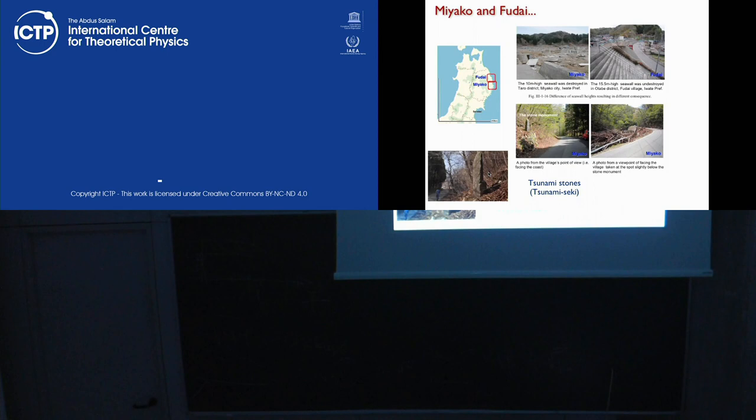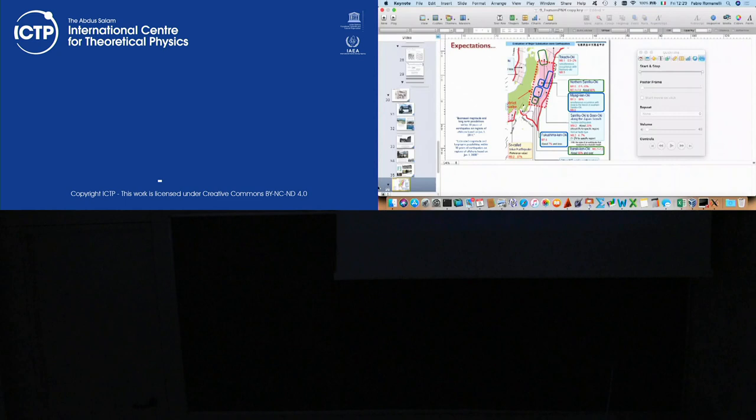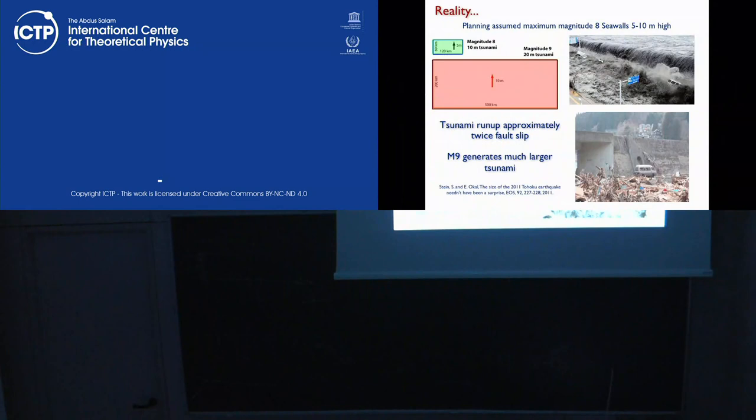Let me go to this. It's a picture prepared by Seth Stein and Okal. That's the point. That's the summary of the course. Because if you remember what we discussed when we defined moment, it was one of the first quantities that I was drawing here. Okay? U, A. Seismic moment. You do remember Newton times meter. It's related to magnitude, but it's related to area.